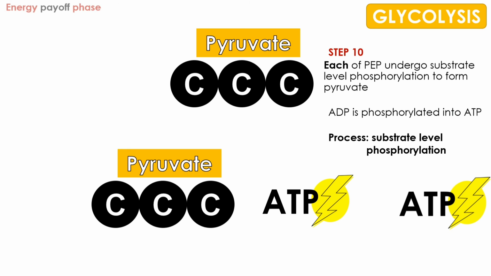However, if we're speaking of the net production of ATP during glycolysis, there will be only 2 net production of ATP. In conclusion, during glycolysis, each glucose will be oxidized into 2 molecules of pyruvate and 2 molecules of NADH plus H plus, along with a total of 4 ATP molecules, or a net of 2 ATP molecules.